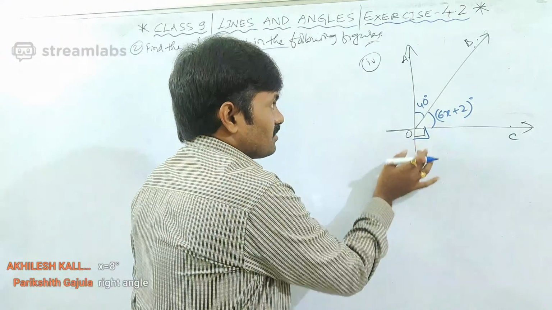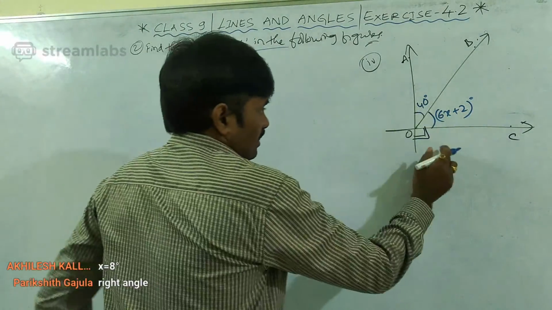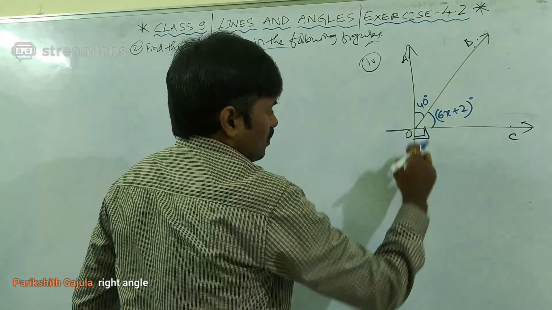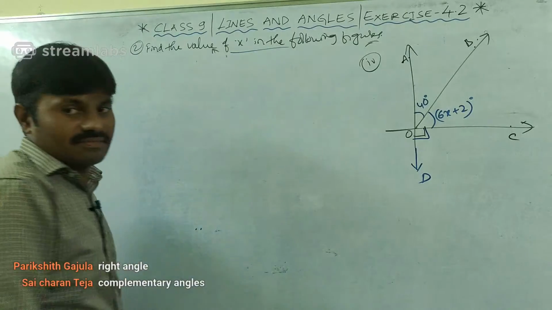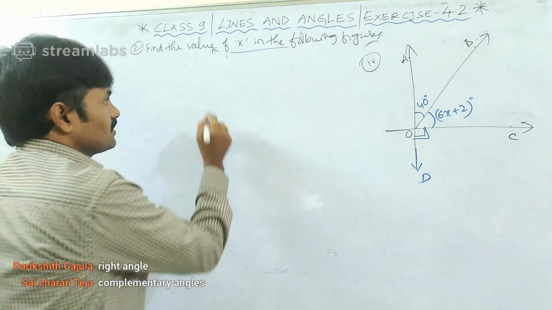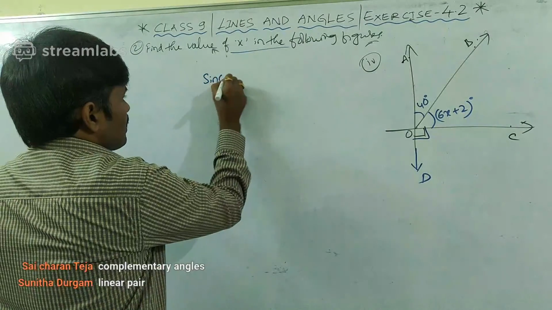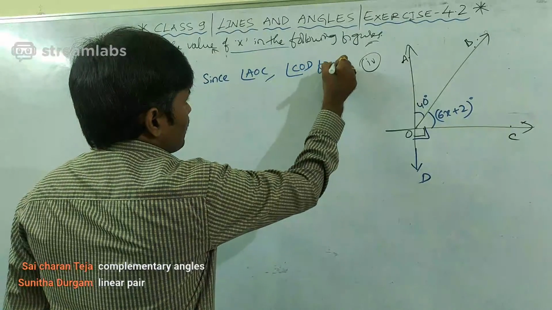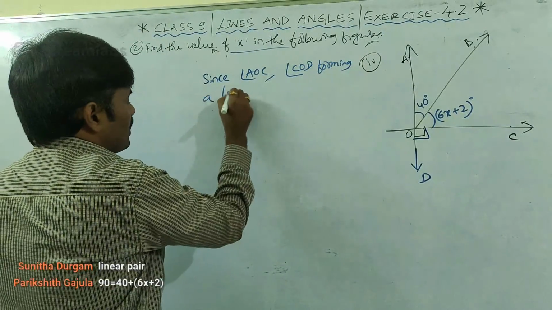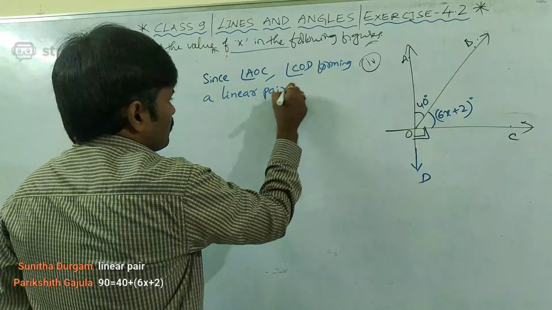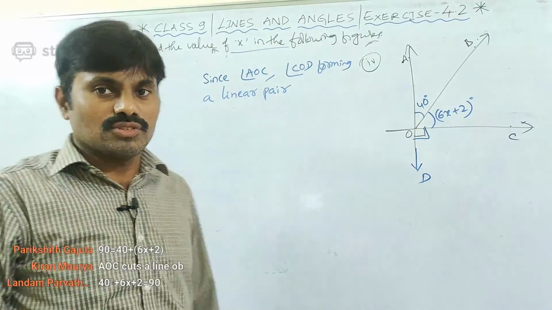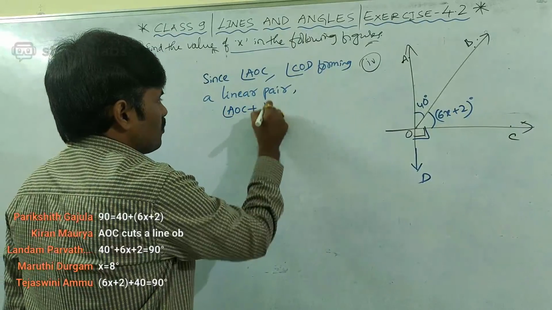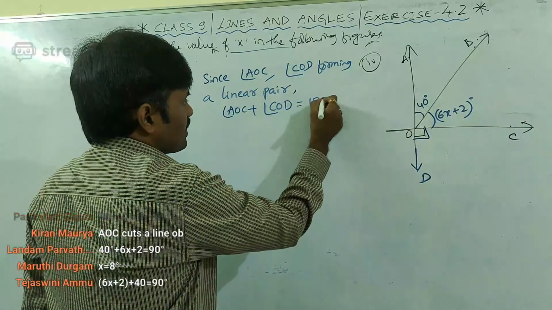So here, if you consider this line, take a letter D on this side. Angle COD is 90, so what about the opposite angle AOC? Very good, linear pair. Since angle AOC and angle COD are forming a linear pair, the sum of these two angles is 180 degrees. Angle AOC plus angle COD is equal to 180 degrees.